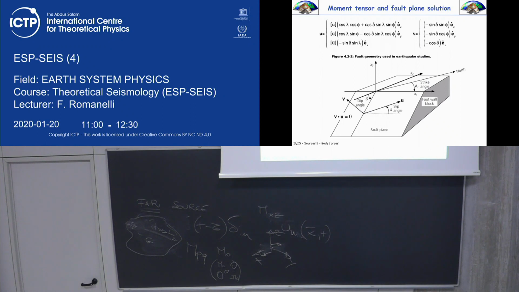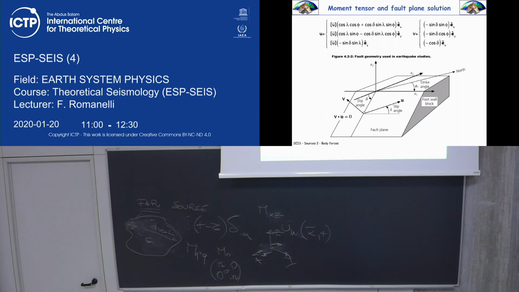The fault is defined by a strike angle and a dip angle, right? Yes. And phi and delta are nothing else than ni. Given ni, it's like giving this and this. It's a plane. I hope you do agree with me. It's geometry.